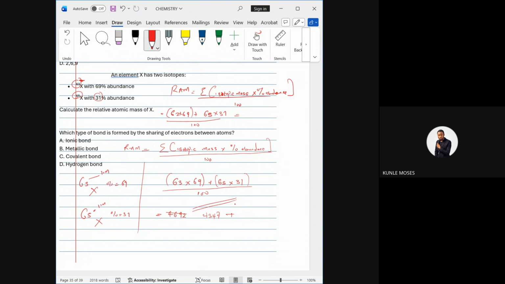So what is 4,347 plus 2,015? 5 plus 7 is 12, carry 1, 1 plus 4 is 5, and so on. The total is 6,362. Divided by 100, that would be 63.62.